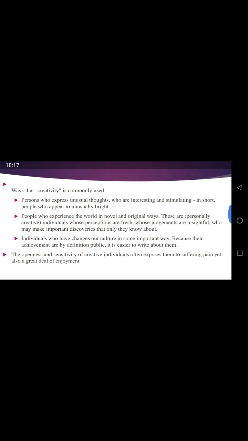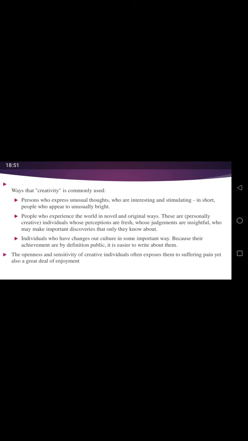Now, in what ways is creativity commonly used? What are the different ways? First thing, persons who express unusual thoughts, who are interesting and stimulating, in short, people who appear unusually bright. They are always going to express unusual thoughts only, who are interesting and stimulating, in short, people who appear unusually bright.